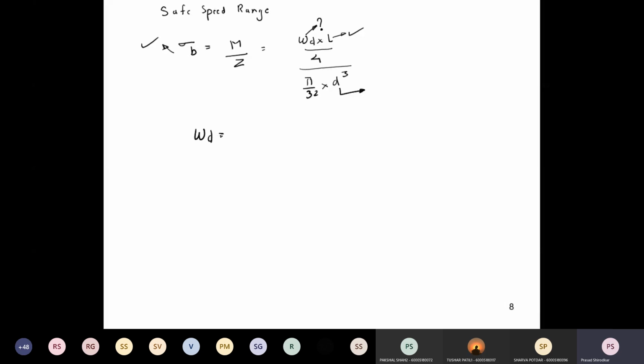Again, all the answers, when you are calculating, keep them as they are. When you submit, you have to round them off. So I will tell you how to round them off at the end. Okay, so W_d you have to calculate.